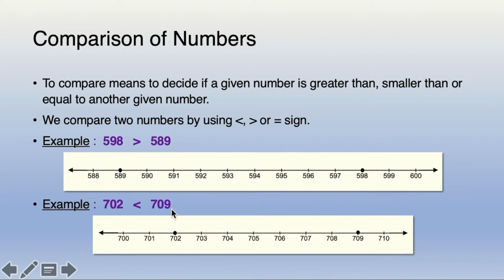Similarly, over here we start comparing digit by digit from the highest place. So at hundreds place we have digit 7. Then we move to the next place, that is tens place. Now at tens place also we have 0 in both the numbers. So we again move to the next digit. So in ones place we have 2 over here and over here we have 9. And since 2 is less than 9, the number 702 is less than the number 709.